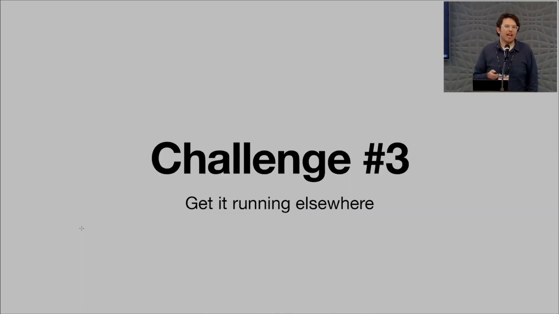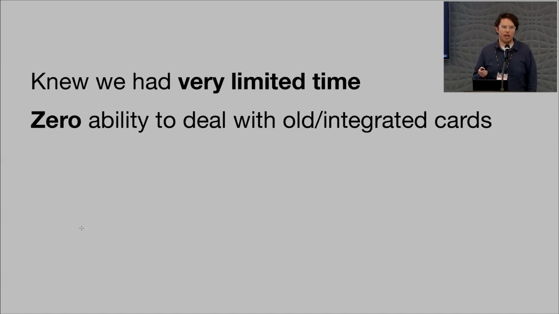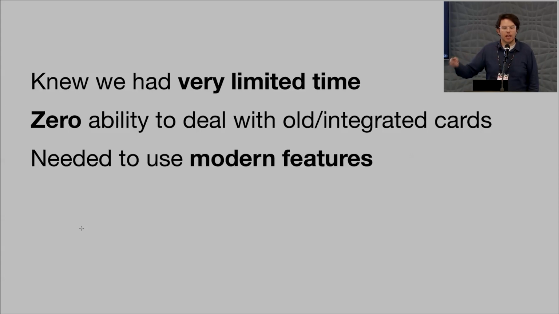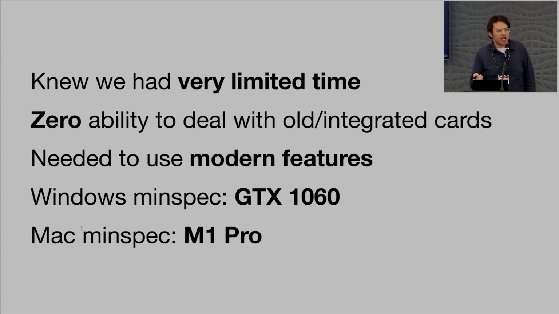And so once we had all that stuff going, the challenge was then getting it running on something other than my very nice NVIDIA machine. We knew we had very limited time. So when the client approached us, we just told them straight up, we are not going to deal with old or integrated cards or any of that sort of crap. We're just going to try and target more modern things. If we're going to move quickly, we need to use modern features and just trust that the drivers were going to work. And so we were able to negotiate a min spec of like a GTX 1060 or the AMD equivalent. Interestingly, for this customer, almost 30% of their players are on Mac. So we just said the M1 Pro was there.